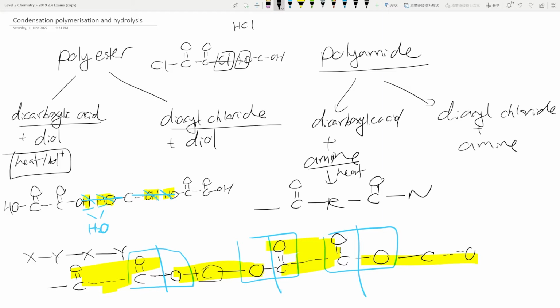You lose the H from the amine and the OH from the COOH, and then it just looks like this.